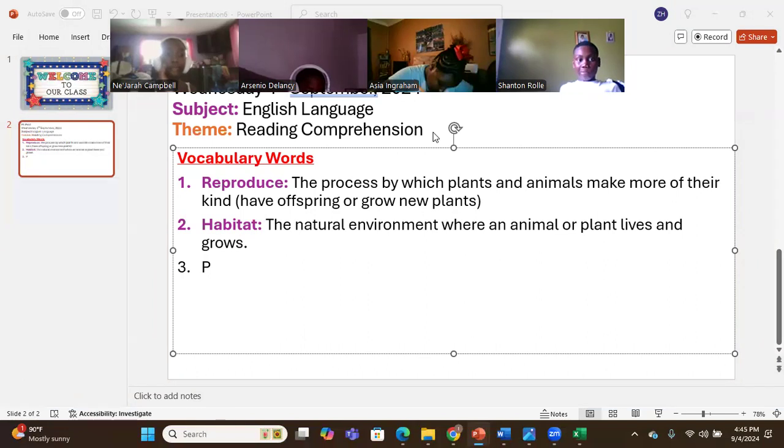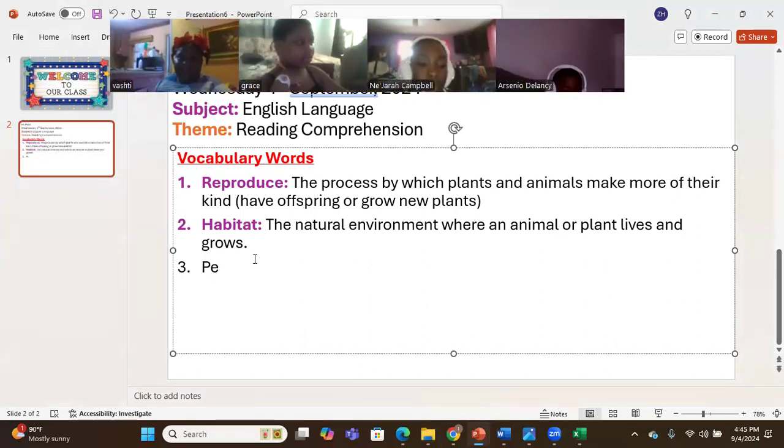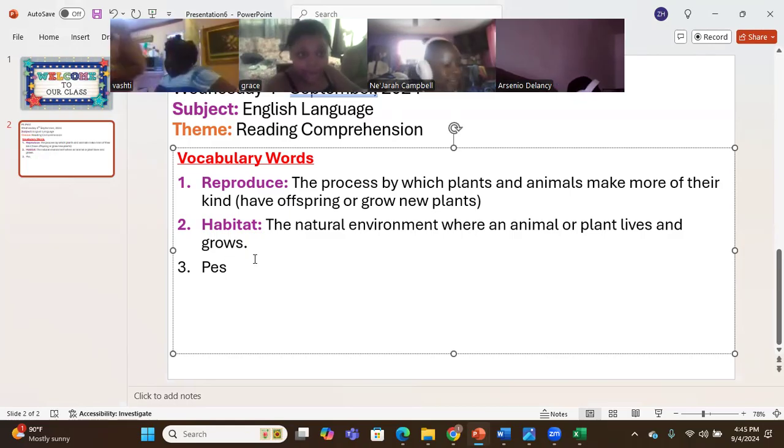Photosynthesis? Nope. P-E. Prepare? No. P-E-S. Pasteurize? No, very close though. P-E-S-T. Vashti, what do you think this word is? P-E-S-T.